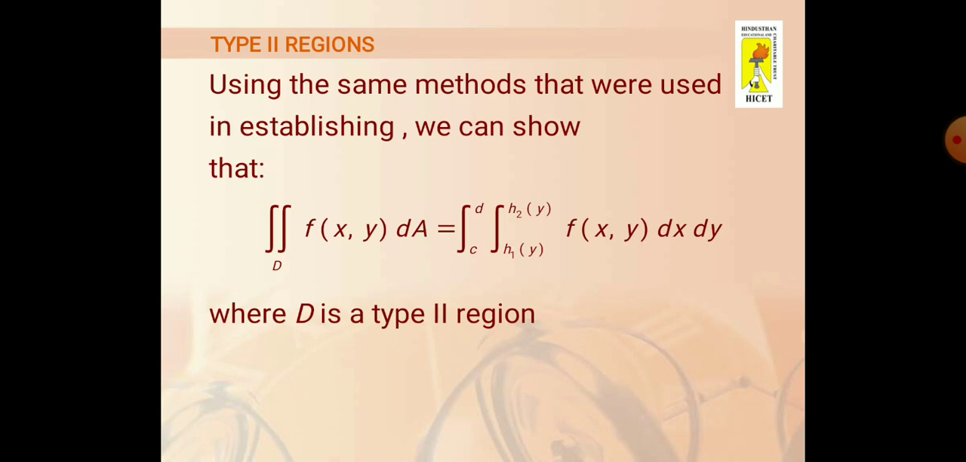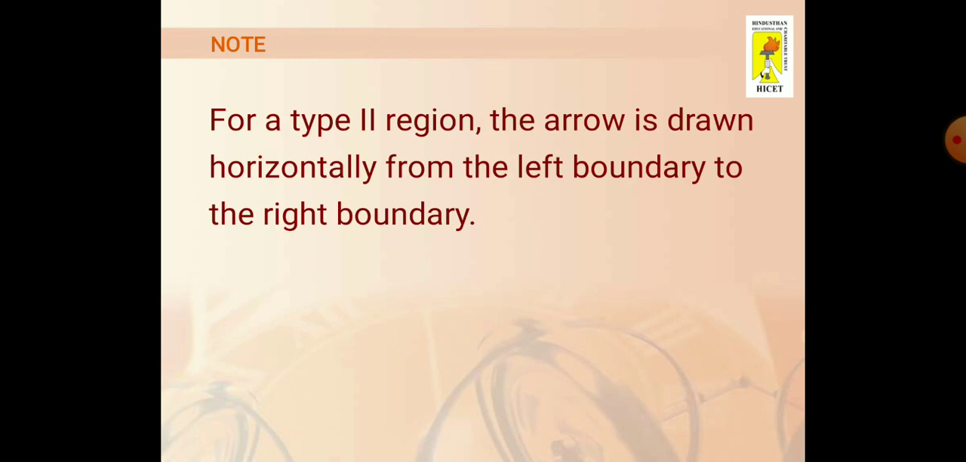So therefore, for type 1 and type 2 regions, it is as follows. For a type 1 region, you first integrate with respect to y. For a type 2 region, you integrate with respect to x first. It is clear. So note the points. For a type 2 region, the arrow is drawn horizontally from the left boundary to the right boundary. For a type 1 region, the arrow is drawn vertically from the lower boundary to the upper boundary. It's clear.